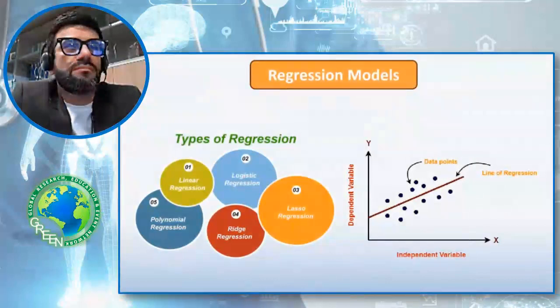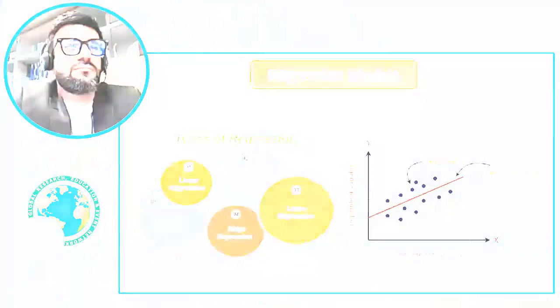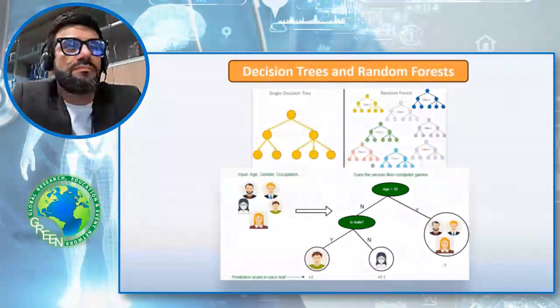Linear regression is a linear approach for modeling the relationship between the criterion or scalar response and the multiple predictive or explanatory variables. Linear regression focuses on the conditional probability distribution of the response given the values of the predictors. The decision trees and random forest.